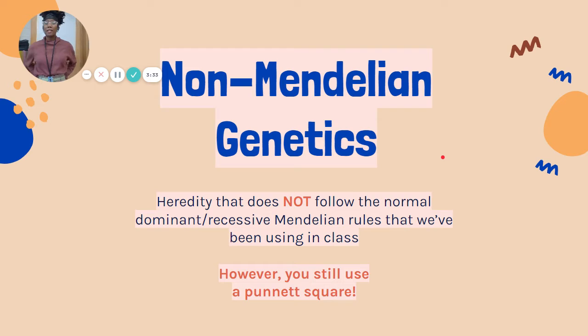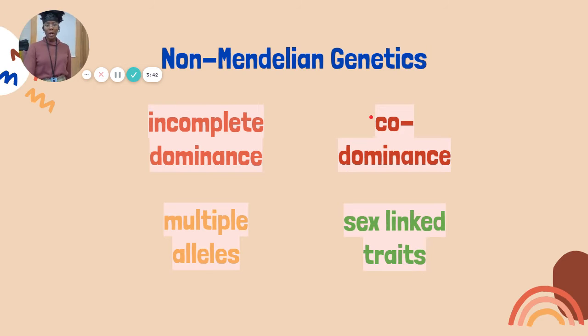So non-Mendelian genetics is exactly what it sounds like. It's heredity that does not follow the normal rules that we've been using. So it doesn't follow normal dominant recessive rules, but you will still use a Punnett square. Just know that non-Mendelian genetics could include incomplete dominance, codominance, things that have multiple alleles, and even sex-linked traits.